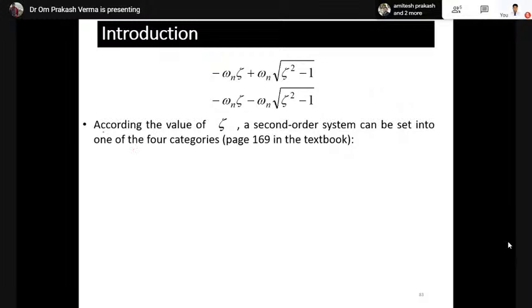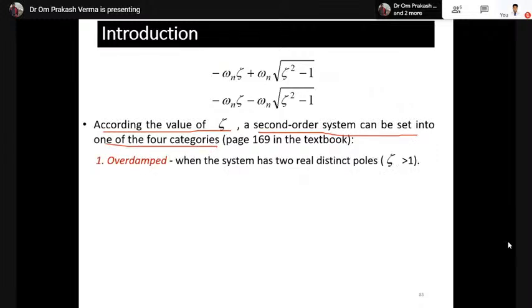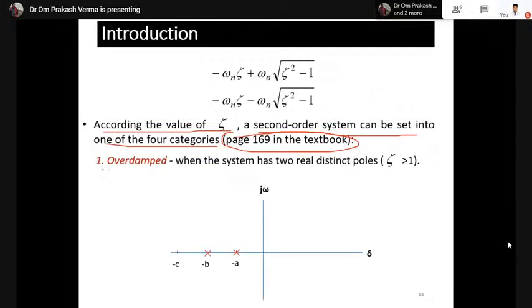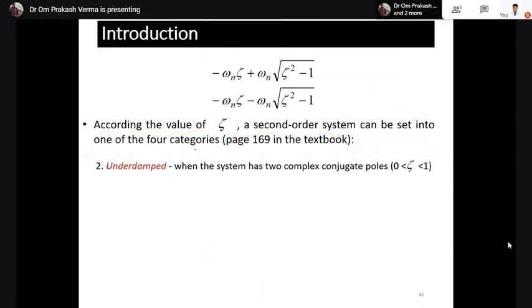According to the value of zeta, a second order system can be put into four categories. We have taken this from the book. What is the meaning of overdamped? There are two categories. The first category is overdamped. The second category is underdamped.